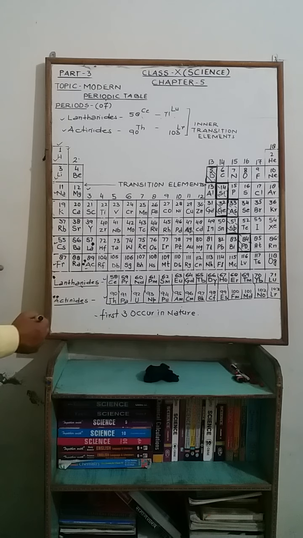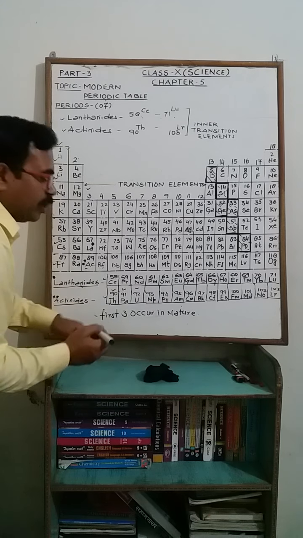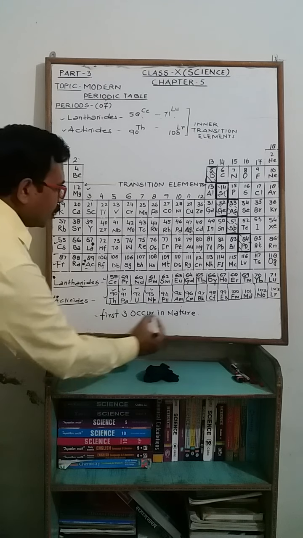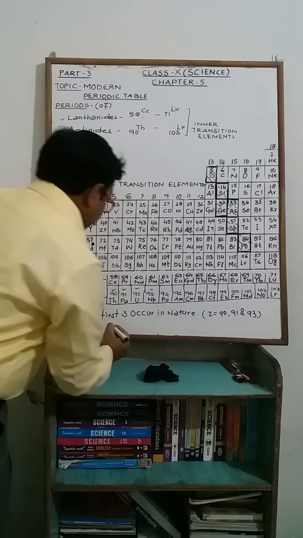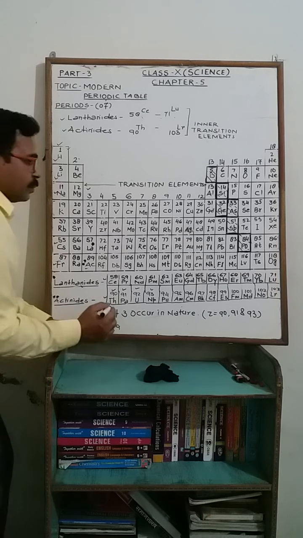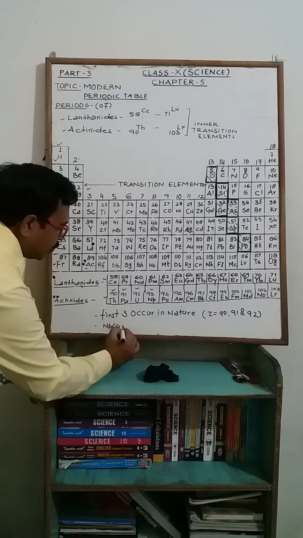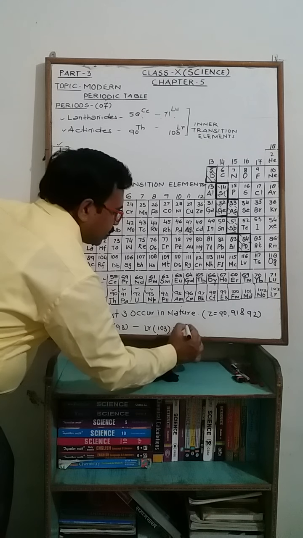Which are the first three that are found in nature? These are thorium, atomic number 90, protactinium, atomic number 91, and uranium, atomic number 92. Thorium, protactinium and uranium occur in nature, the first three, and the rest of these 11 elements, from neptunium, atomic number 93, up to lawrencium, atomic number 103, are known as the transuranics.